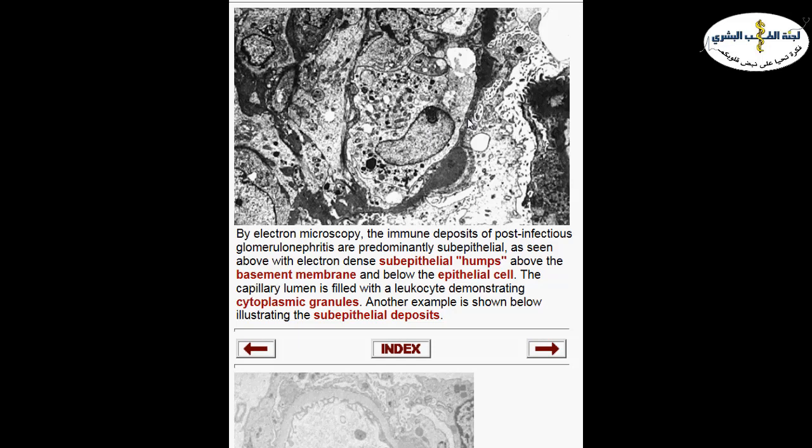And here, after that, we have the basement membrane. Within the basement membrane here, at the epithelial side, we have this deposit. So it's a thin basement membrane, and suddenly we have this deposit. This is a deposit in the subepithelial area. This is characteristic. This is what we find in post-infectious glomerulonephritis.